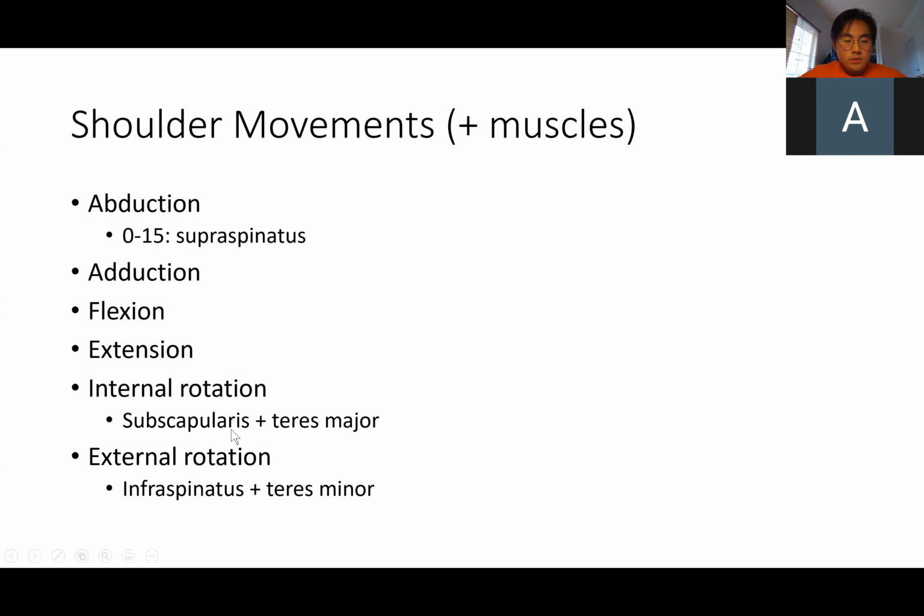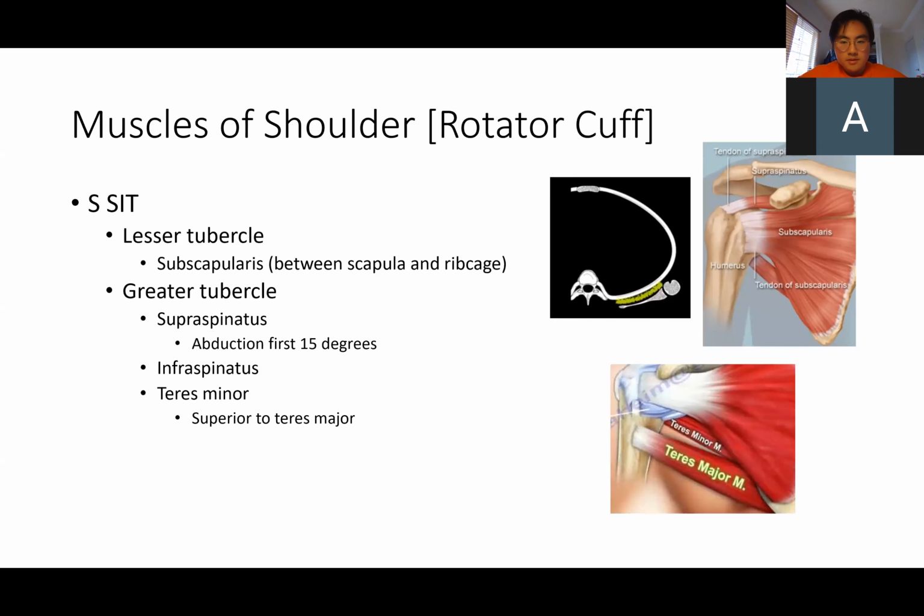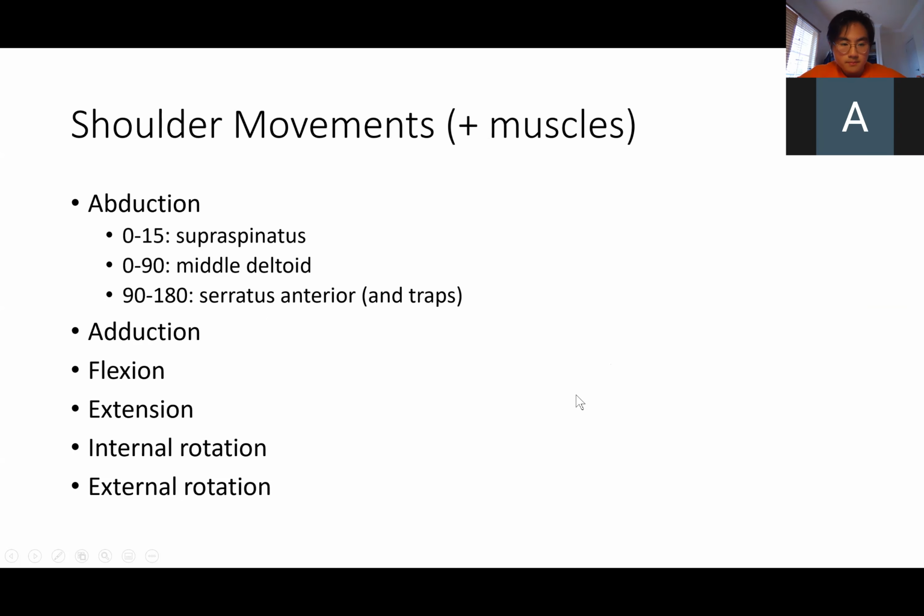Now, external rotation, right? So the infraspinatus and teres minor come from the back, the posterior scapula. They come from the back and insert into your greater tubercle. So let me get an image. Here's a teres minor, here's an infraspinatus. They insert into your greater tubercle over here. So you can imagine that if these muscles contract, they're going to externally rotate your arm.